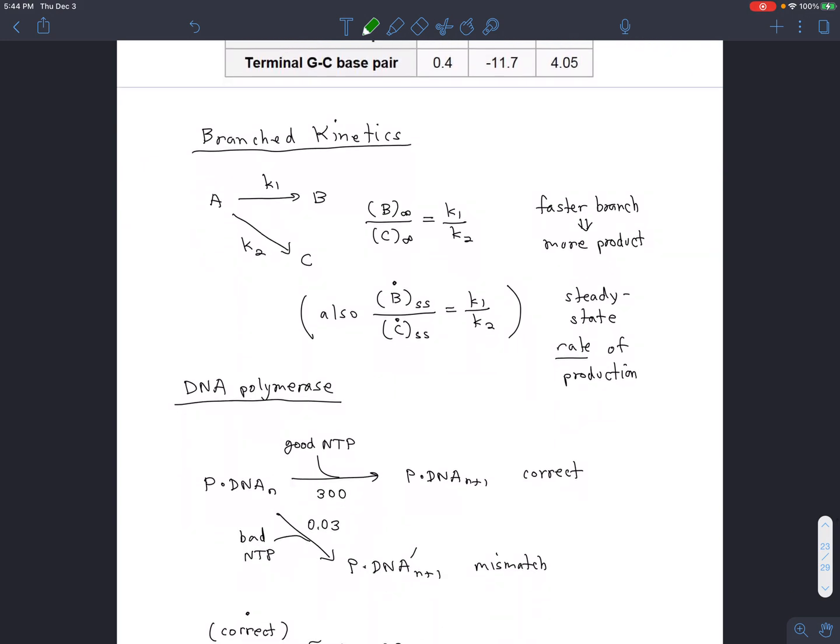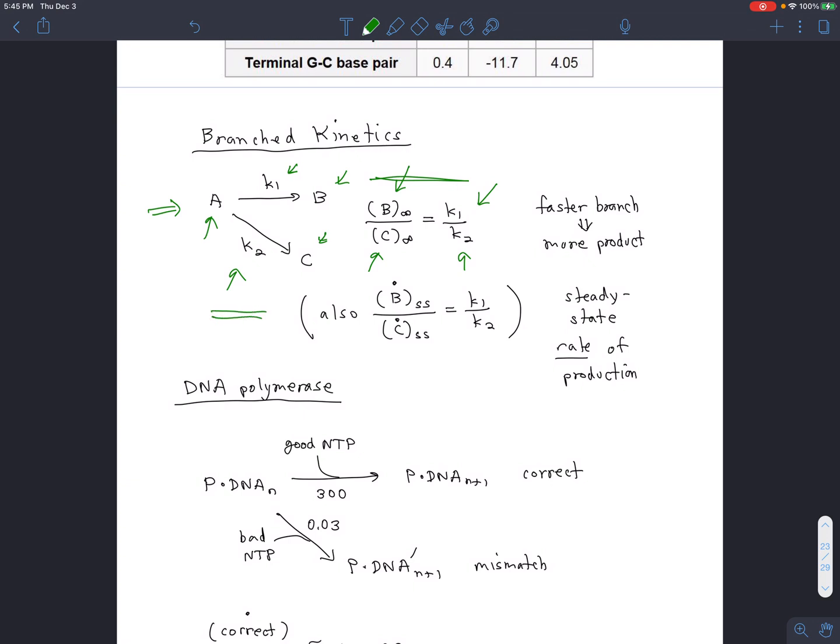Anyway, branch kinetics we talked about earlier in the general kinetics section. We talked about the fact that if you've got a single reactant going to two different products with different rate constants, and then you wait till time goes to infinity, till all the reactant is used up and you've got nothing but products, and ask what's the ratio of products that you get, it's equal to the ratio of rate constants. So if K1 is fast, you're going to get a lot of B, but if K2 is fast, you're going to get a lot of C.